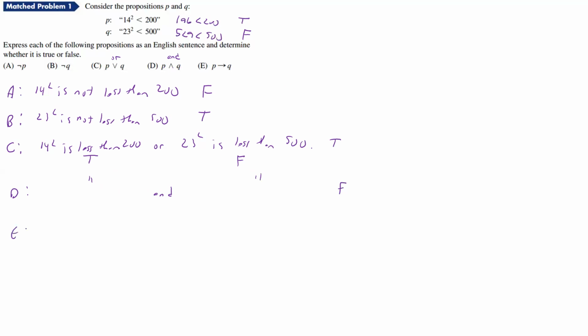Now, finally, for E, we're going to say, well, if 14 squared is less than 200, then 23 squared is less than 500. Remember, this is if-then. So now remember, this one's true, this one's false, and when we had a true-false statement, that was the only one that was false. Anything else in the if-thens was going to be true. So in this case, we actually have a false statement. Okay. All right, so let's stop there and we'll come back with the next problem.